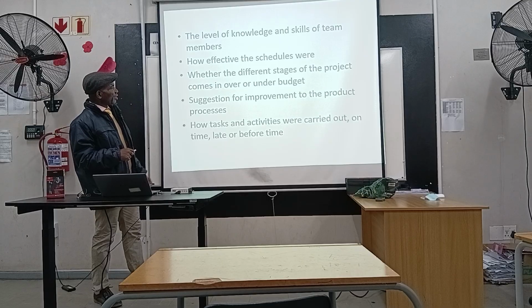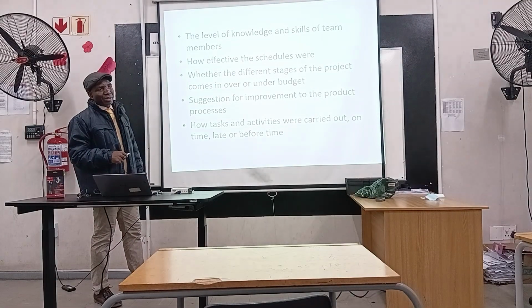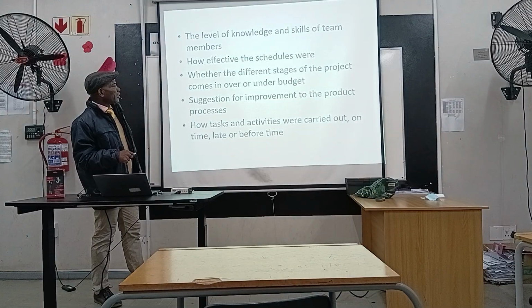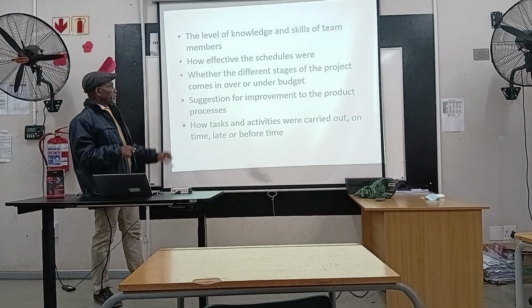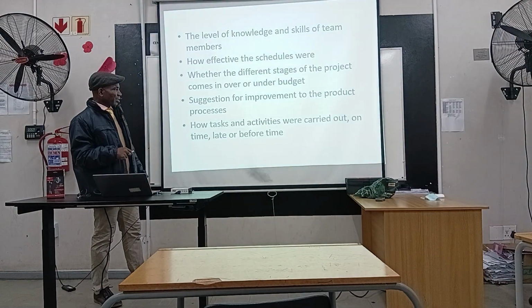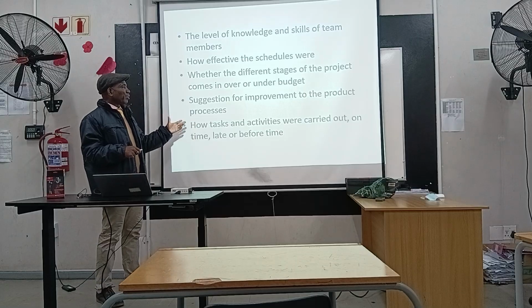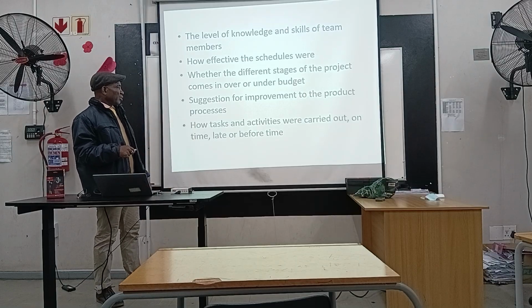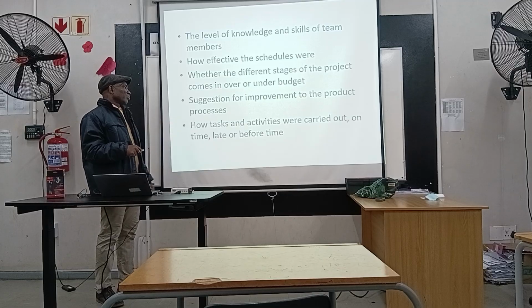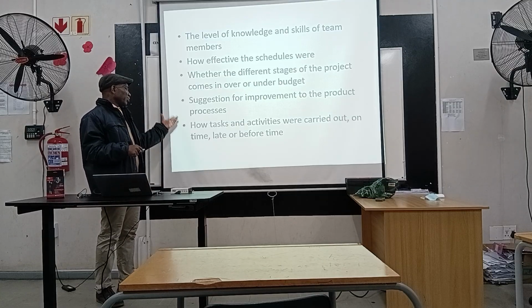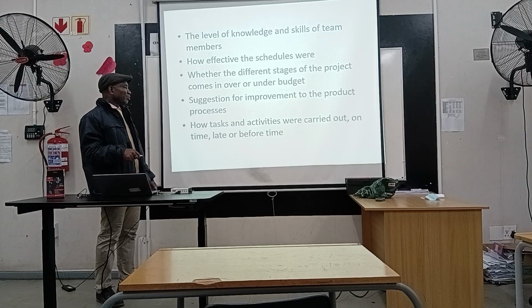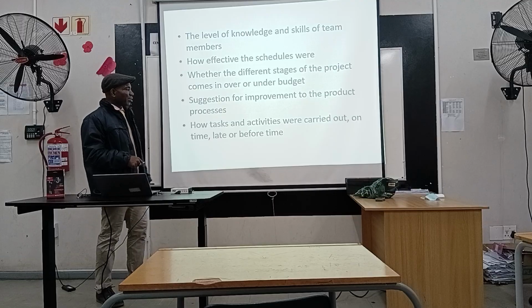How effective was the schedule? You need to look at the schedule, perhaps the Gantt chart, and whether the different stages of the project came in over or under budget. Here you need to look at the budget and see if the expenditure on the project was over budget or under budget. Then you need to look for possible suggestions for improvement to the product and processes, right? And how tasks and activities were carried out, you need to look at whether it was on time, late, or before time.